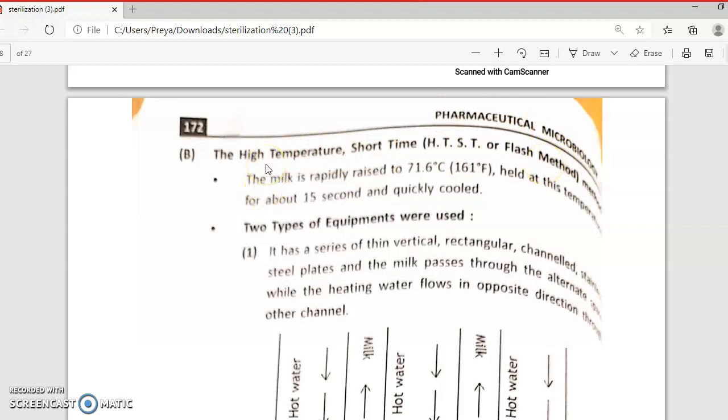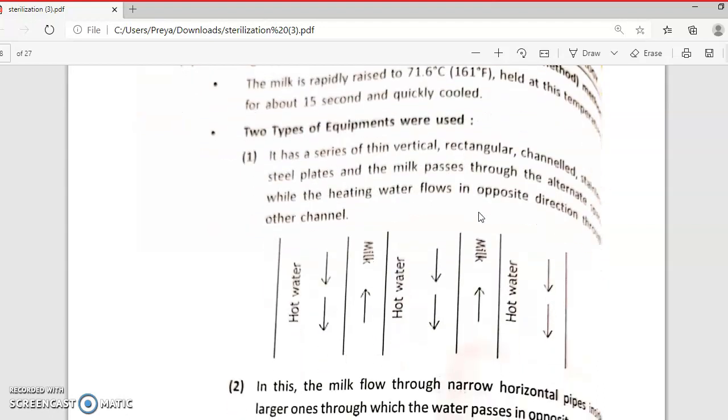Now in this method the milk is rapidly raised to a temperature of 71.6, a slightly higher temperature, right? And it is held at this temperature, 71.6, constant for 15 seconds, okay? And it's quickly cooled. So this is called fluctuation in temperature, immediately high and then immediately cooled, right?